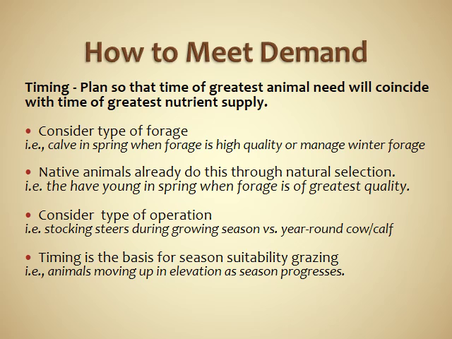And then, of course, this idea of seasonal suitability is something that native animals just do naturally. They have their young in the spring when the forage quality is really high, and then their young wean off throughout the summer, and by the time they hit winter, the young are weaned and they're fairly well grown. So those are all ways to coincide the demand and the supply.